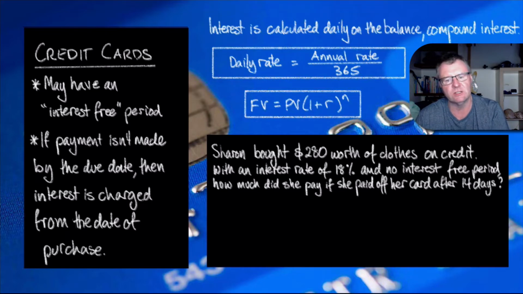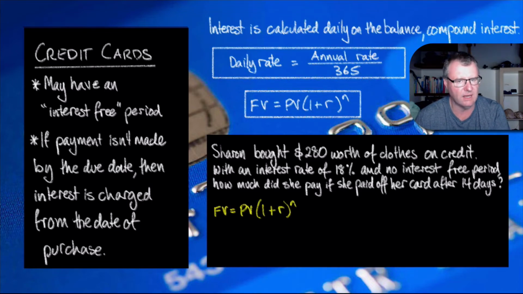Sharon bought $280 worth of clothes on credit with an interest rate of 18%, and there is no interest-free period. How much did she pay if she paid off her card after 14 days? So in 14 days, to pay off her card in its entirety, how much did she have to pay? All right, let's go through and have a look at what we've got.